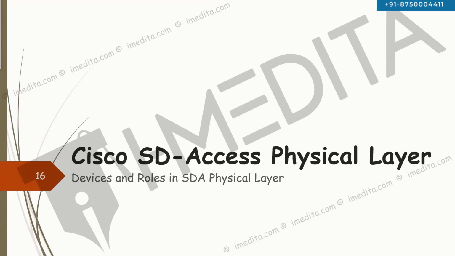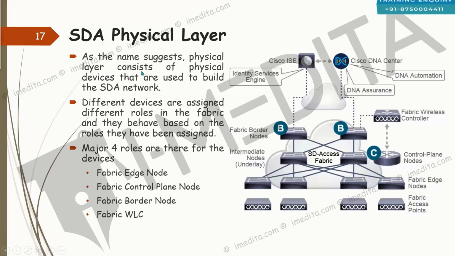Physical layer. The physical layer, as the name suggests, includes the devices that we are going to use in our SDA deployment. It is going to include the devices that we are going to use to build our SDA network. As the name suggests, the physical layer consists of physical devices that are used to build the SDA network.